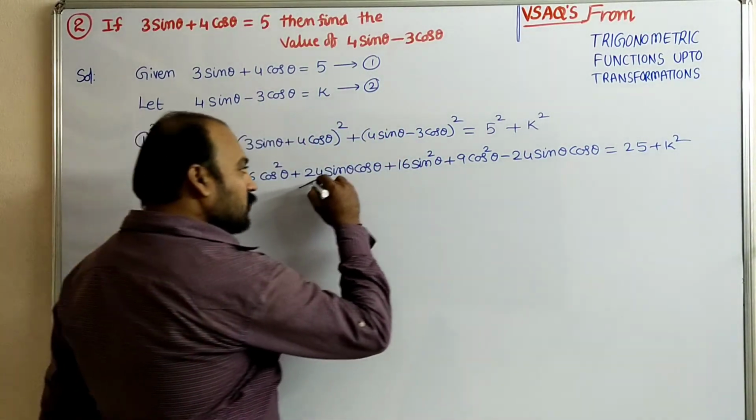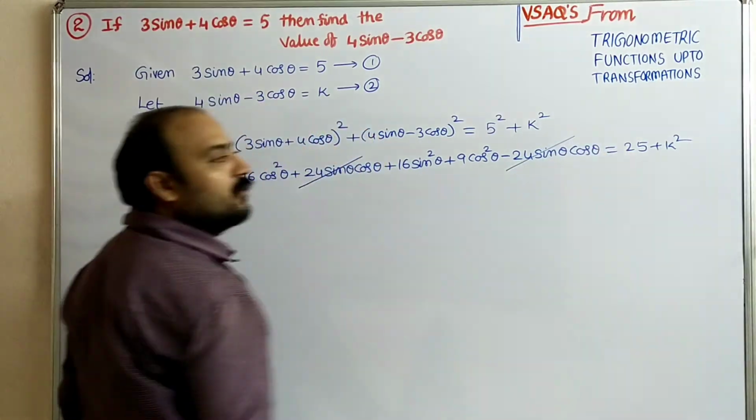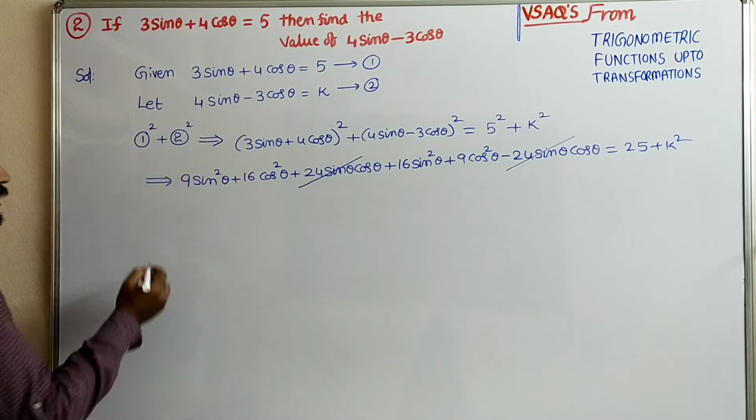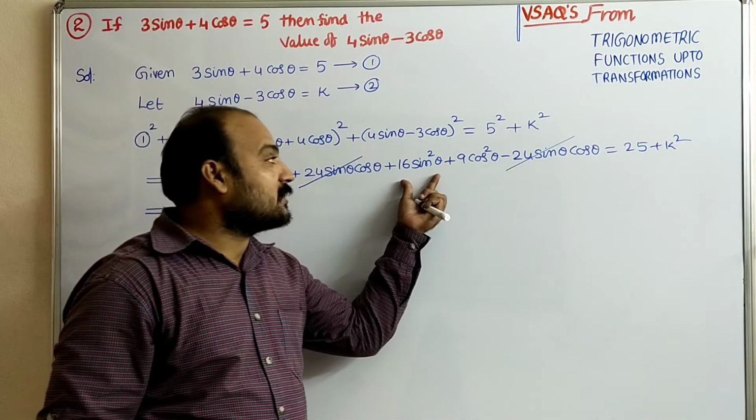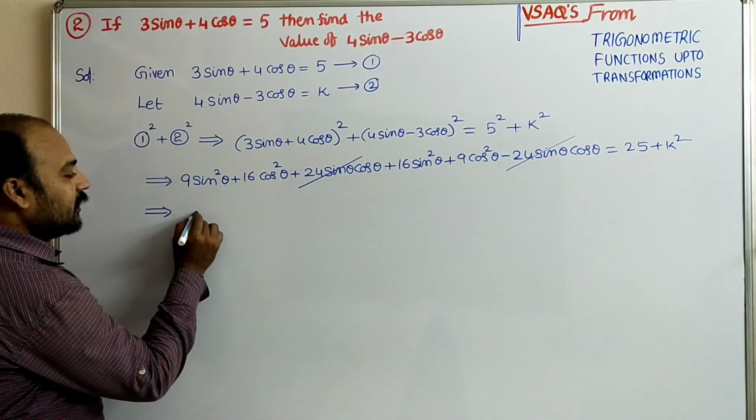Here plus 24 sin theta cos theta and minus 24 sin theta cos theta get cancelled. First sin square theta: 9 sin square theta plus 16 sin square theta, so 25 sin square theta.